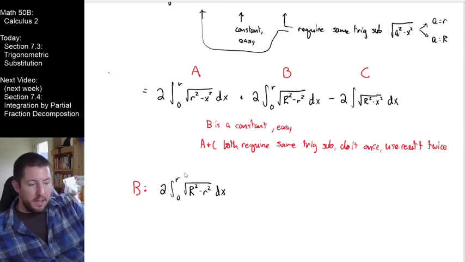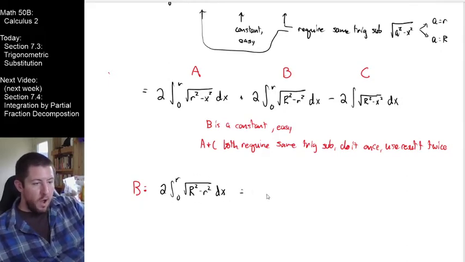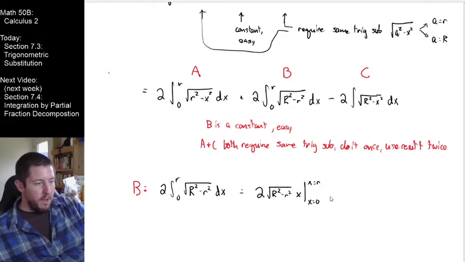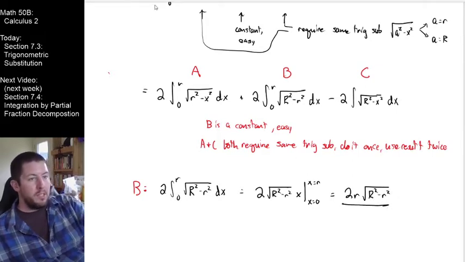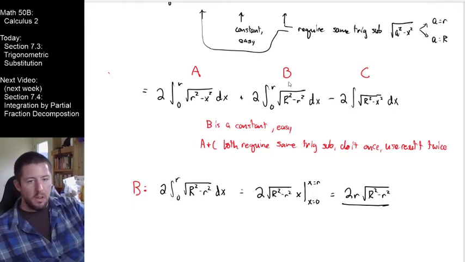Right? These are x values, 0 and r. This is just a constant, so all I'm going to get is 2 times square root of R squared minus r squared x, evaluated from x equals 0 to x equals little r. Well, x equals 0 makes the whole thing go to 0, so I can basically ignore that part. All I'm doing is plugging in x equals r, and it looks like I'm getting 2r square root of capital R squared minus little r squared, right? So there is one of my answers right there. I've got my B integral answer right there. I'm done with one of the 3 integrals I need to do.